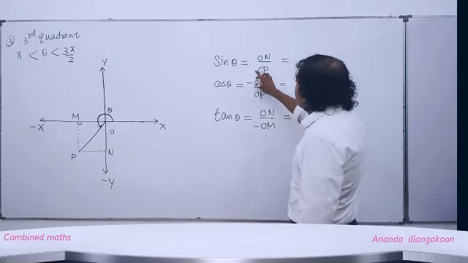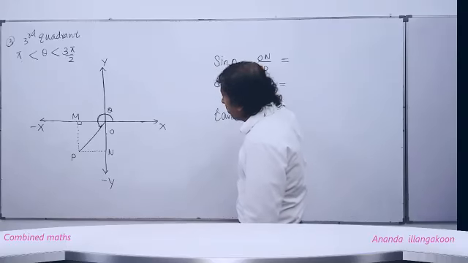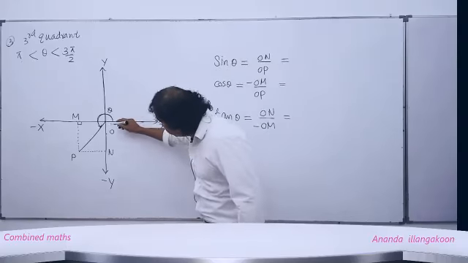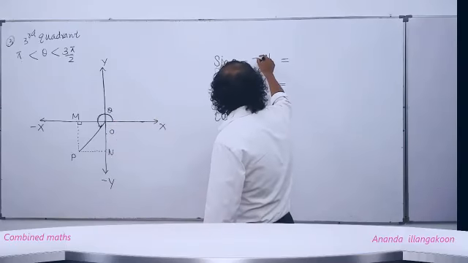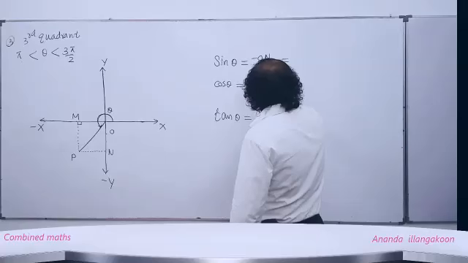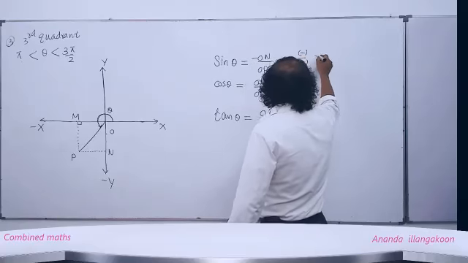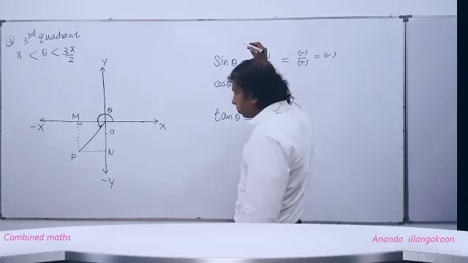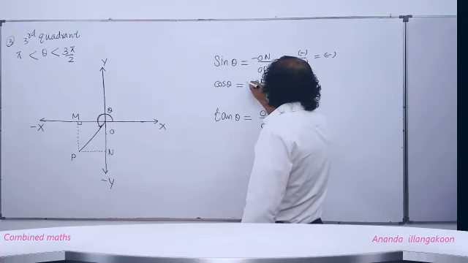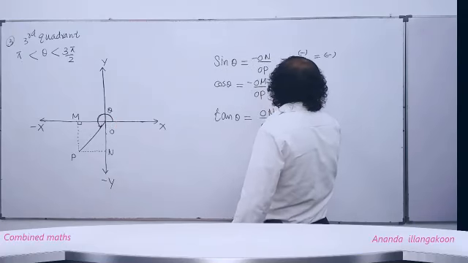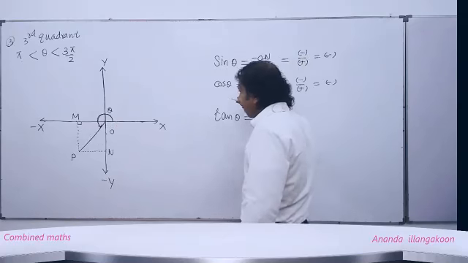Okay, sin theta is the perpendicular projection of OP on the y-axis. Here, this ON is on the negative y-axis. So therefore, this is negative. This is positive. Therefore, negative divided by positive is negative. The sign is negative. For cos theta, OM is negative, people. OM negative, OP positive. Negative by positive is negative.